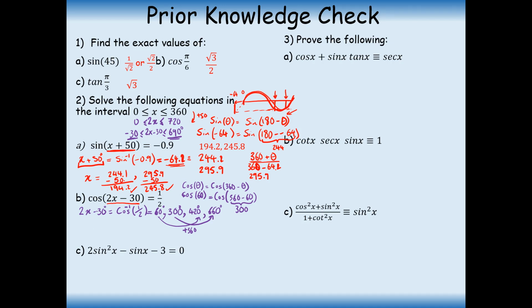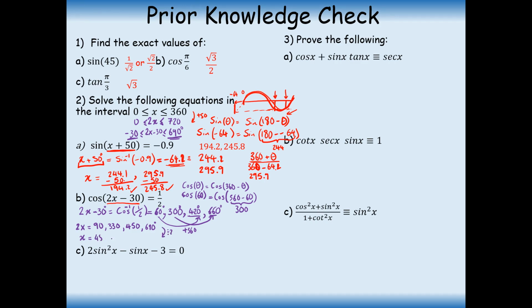So the first step, just like solving an equation, is to add 30 to both sides of this equation. So we will have 2x equals 90, 330, and 450, because I'm adding 30 to each of these values here, and finally 690, and this is still 2x, so we need to divide these answers by 2 to get x.